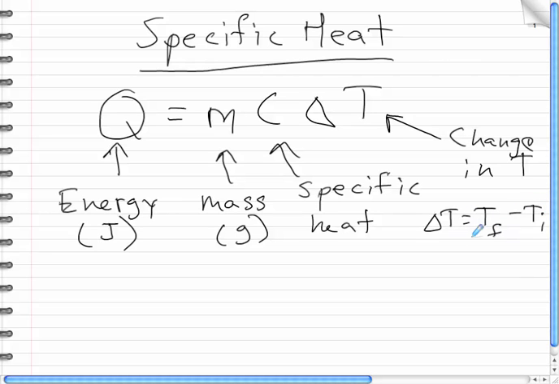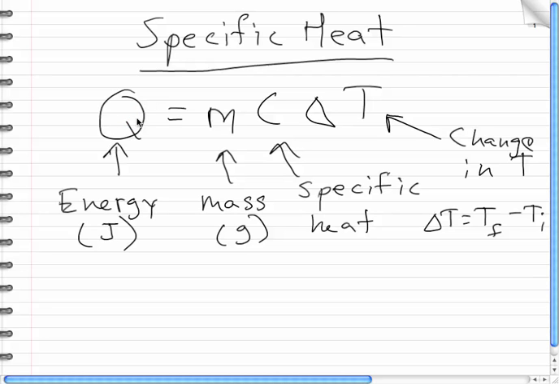So depending on whether you're heating something up or cooling something down, that's going to be either positive or negative. Specific heat is always a positive value. Mass is always a positive value. So Q and delta T can be positive or negative. They're going to be the same thing though. So if you have a positive delta T, you're going to have a positive Q. Negative delta T, negative Q. Okay, so the sign of the energy, positive or negative, is going to tell you which direction, whether it's going into the substance or leaving the substance.